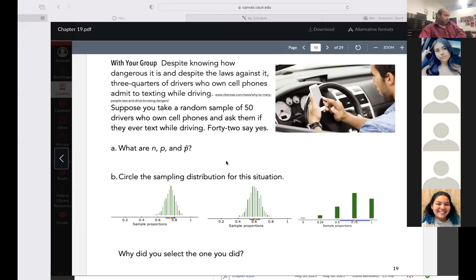Why would it be bigger? You suggest some people wouldn't admit it. People wouldn't admit it.